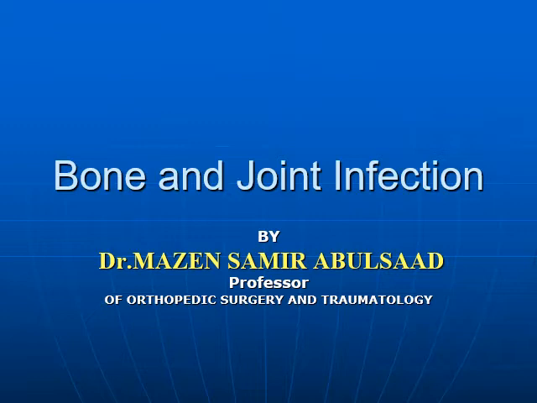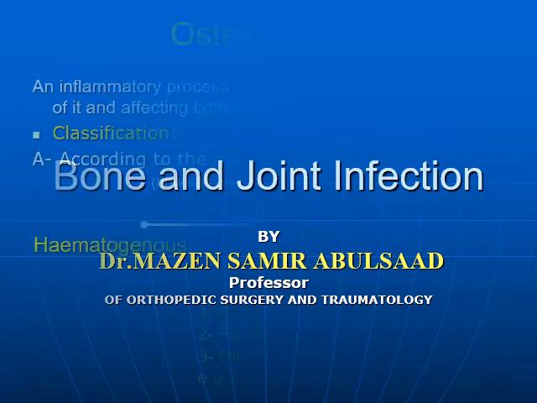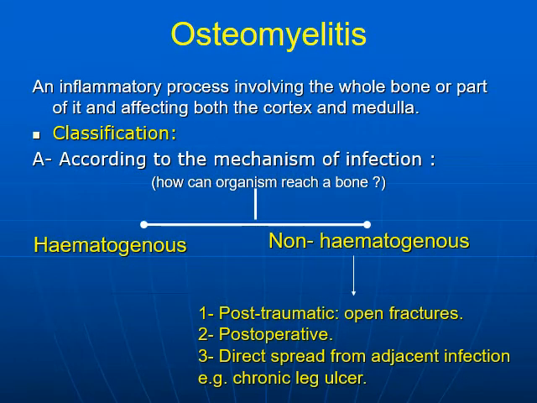Bone and joint infection, that's to say osteomyelitis and septic arthritis. What is osteomyelitis? The word osteomyelitis is derived from osteo, which means bone, myelo, marrow. Itis means inflammation, so it is an inflammatory process involving the bone and the bone marrow.